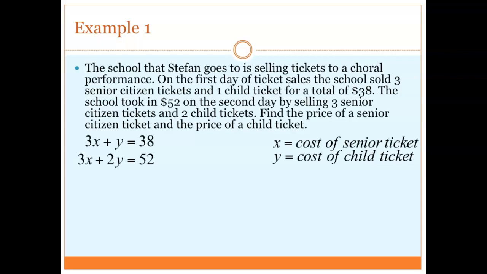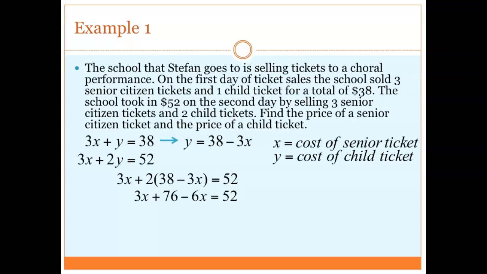Now it looks like what I can do here is take the first equation and solve for y. So I have y equals 38 minus 3x, and then I can use substitution to substitute 38 minus 3x in for y in the second equation. So I have 3x plus 2 times 38 minus 3x equals 52. And now I can solve for x. So I'm going to distribute that 2 first. So I have 3x plus 76 minus 6x equals 52.